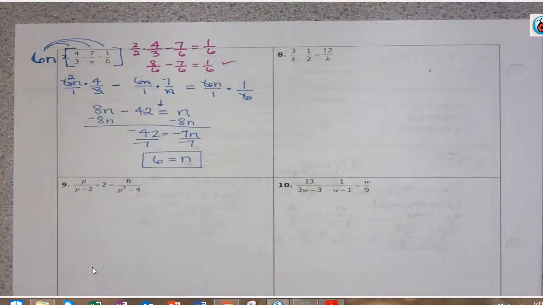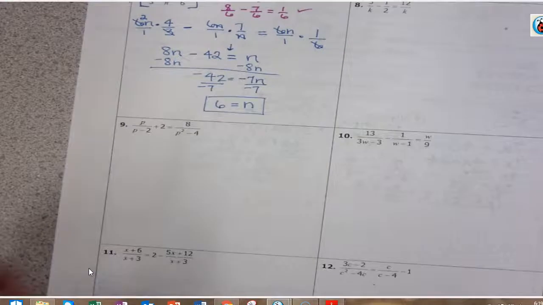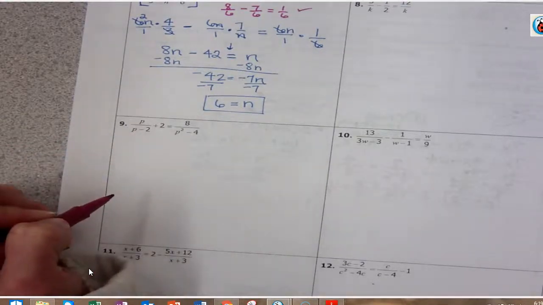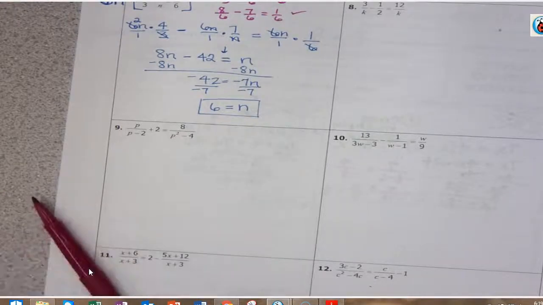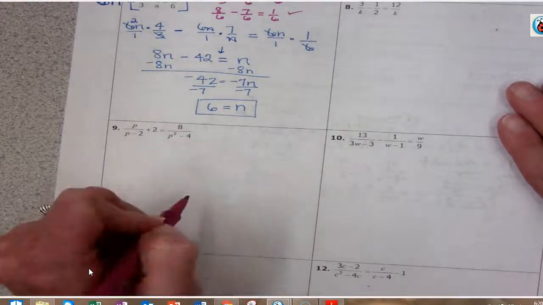Okay, so now let's do number 9. Now we've got binomials in the denominator. So we still need to get the denominators the same. We're looking at that and saying, what kind of denominator do we need so that they all can be the same? And we can notice that this is a perfect square binomial.